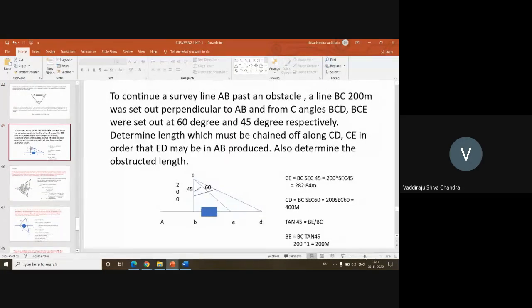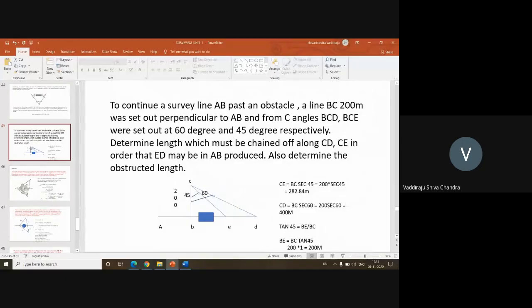This is another kind of problem where, to continue a survey line AB past an obstacle, a line BC of 200 meters was set out perpendicular to AB, and from C angles BCD and BCE were set out at 60 degrees and 45 degrees respectively. Determine the length which must be chained off along CD and CE in order that E and D may be in AB produced. Also determine the obstructed length. Please see the question carefully.